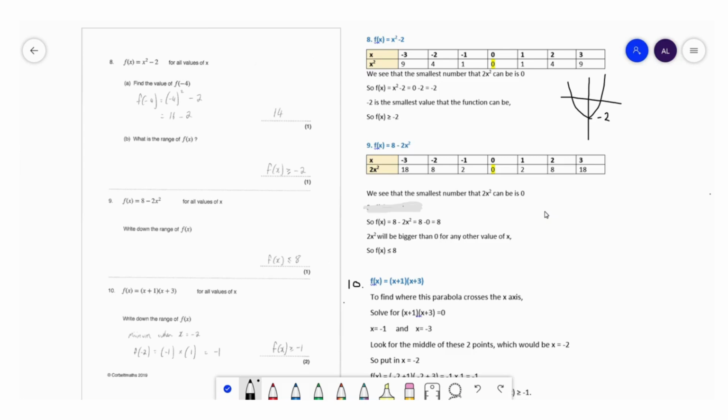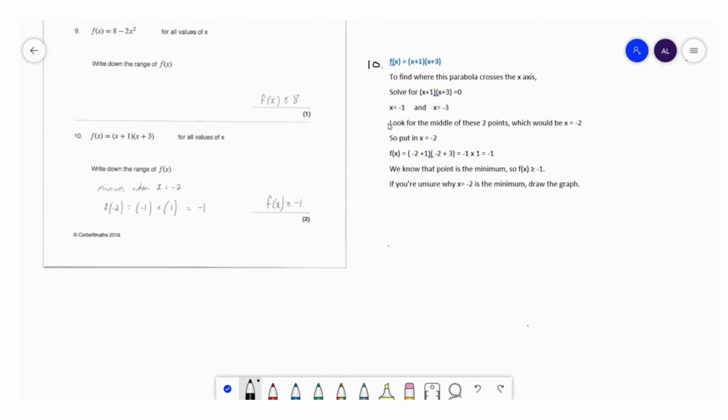We can also draw a graph for question 9. We know that it is a parabola, but because it's minus, we know that it will look upside down, and it crosses the y-axis at 8. So we can see from the graph that all the answers for the function will be less than or equal to 8.